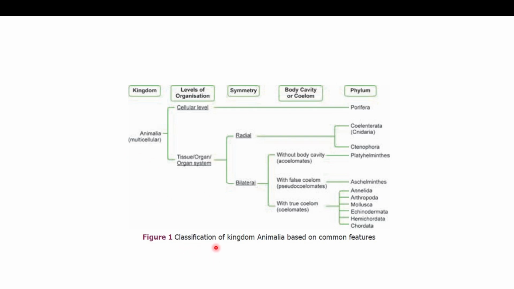Now, if we look at the classification of kingdom Animalia based on common features, first is levels of organization: cellular level of organization, or tissue or organ system level of organization. For the cellular level of organization, we have Porifera, the sponges, and then the tissue, organ and organ system levels of organization. We can divide all the organisms falling under this.